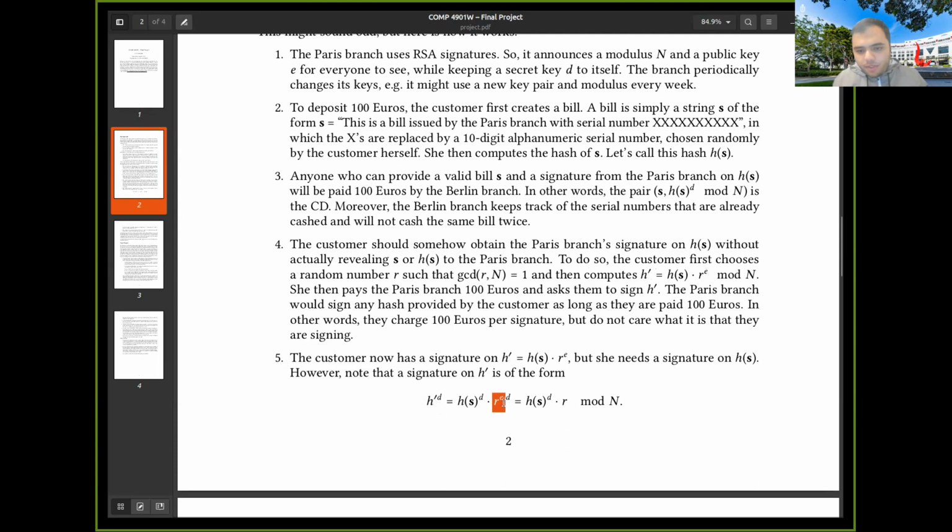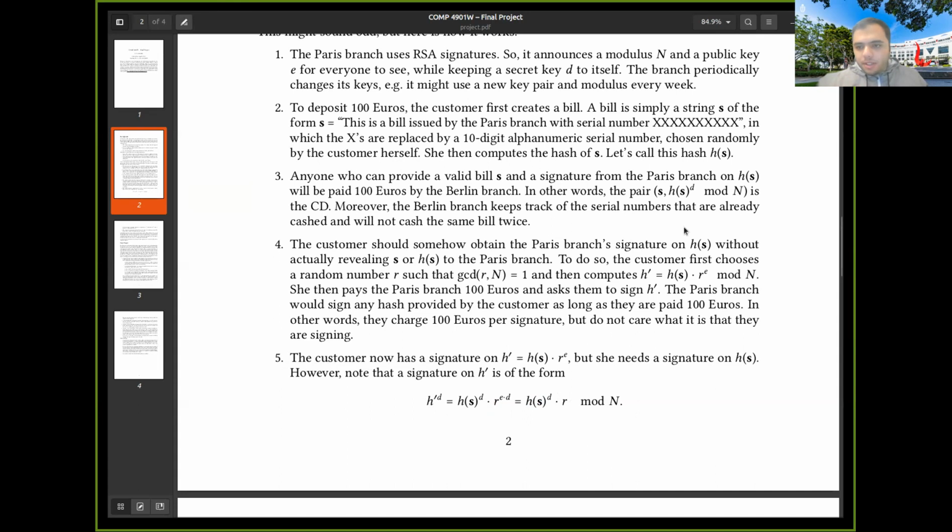But here's the thing. When we were talking about RSA, we said that this is encryption and decryption, right? Raising something to the power of D is doing decryption, and raising something to the power of E is doing encryption. So if we do both of them, we get our original value back. So R to the power of E times D is just R. And of course, H to the power of D, we keep that. So if the bank signs this H prime that we gave them, what we will get is H to the power of D times R.